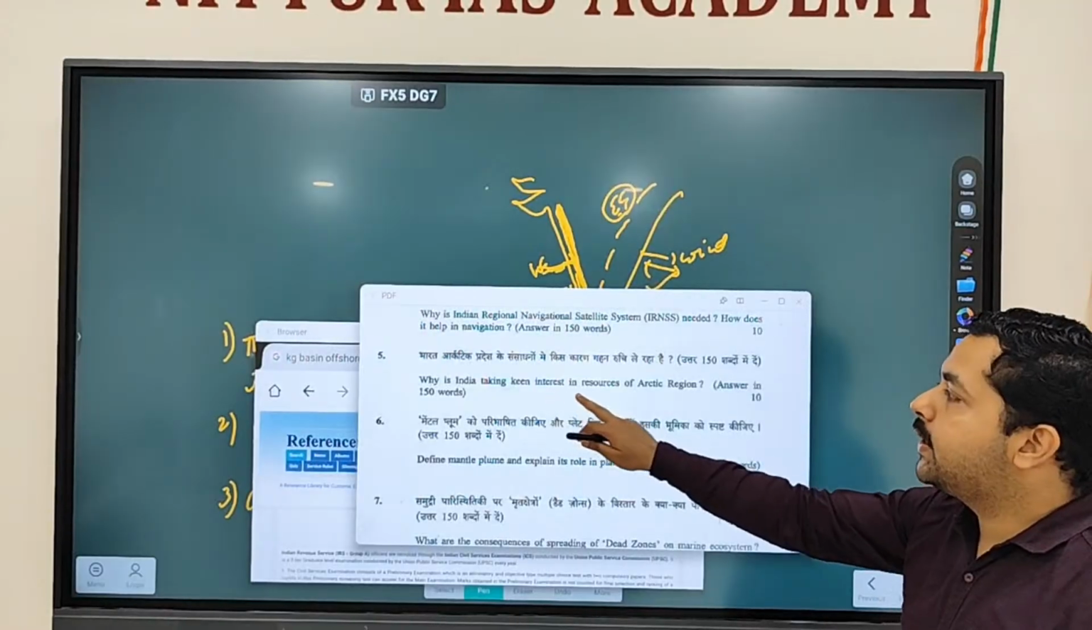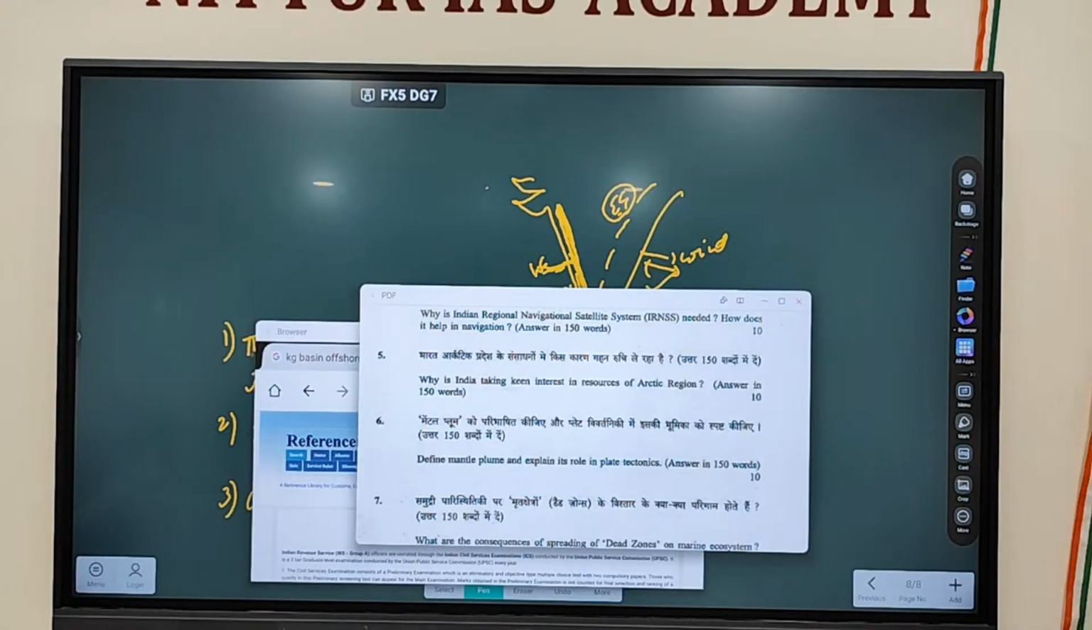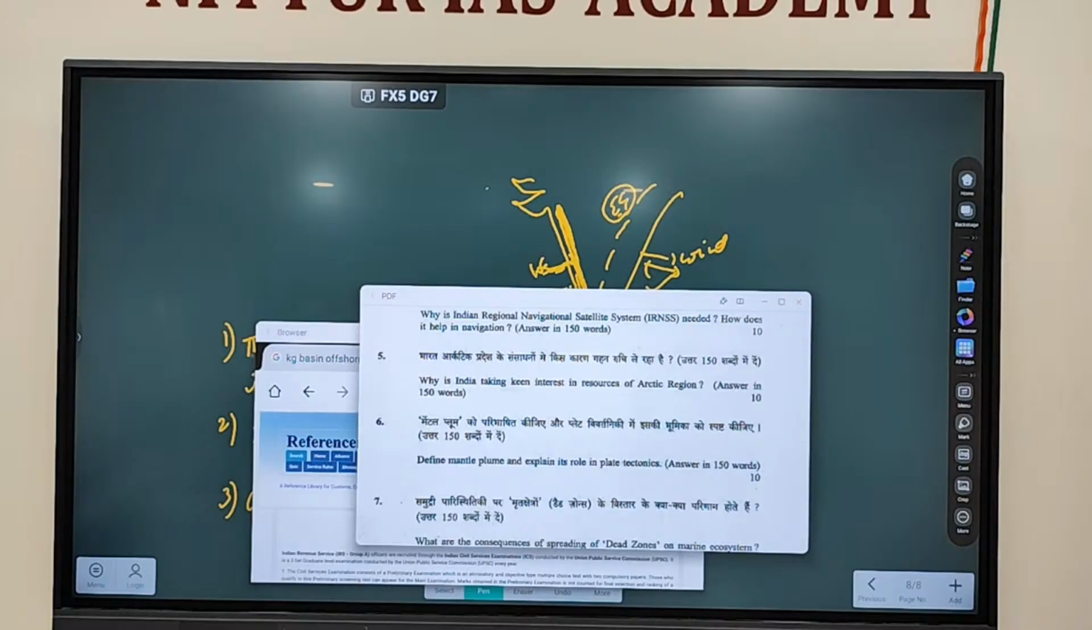Why is India taking keen interest in the resources of the Arctic region? We discussed the Arctic region. What is there? The widest continental shelf. Widest continental shelf means what? You can find more oil, more gas, and even trade and navigation can be possible over there. You'll also see more deposits, fisheries, all those things. So that's why India has to take keen interest in the Arctic region.